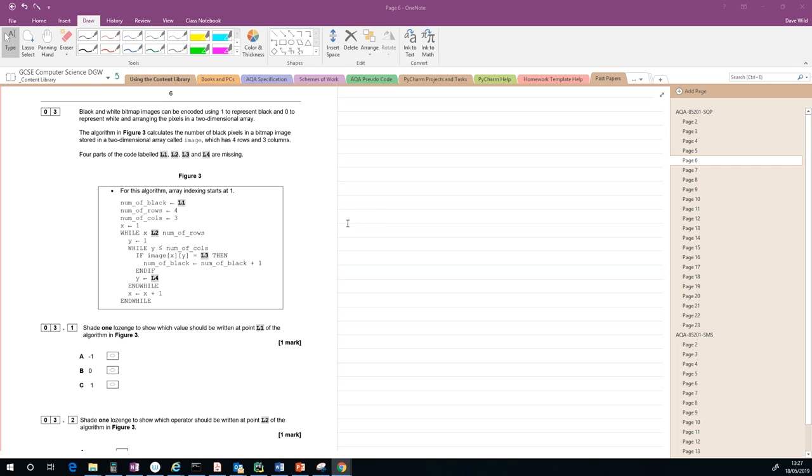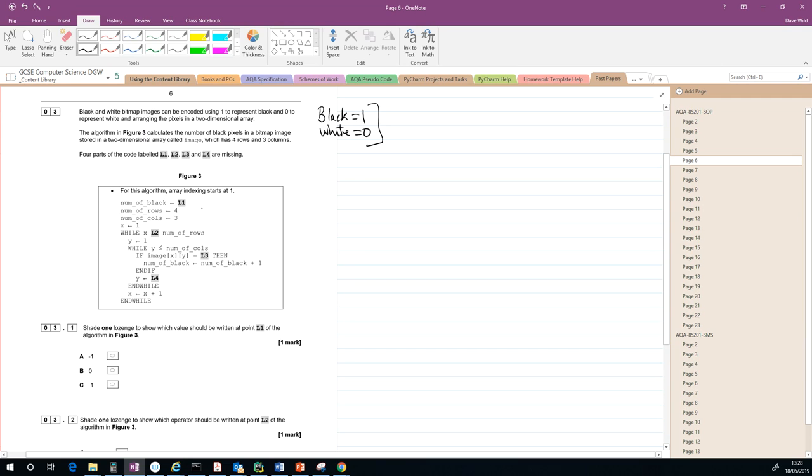Right, this is question 3 now. Let's see what it says. It says black and white bitmap images can be used to encode 1 to represent black. So if I was there, I would be thinking, say, black equals 1, and white equals 0 to represent white. Writing that out there brings our eye to it very quickly. Don't have to reread the text again.